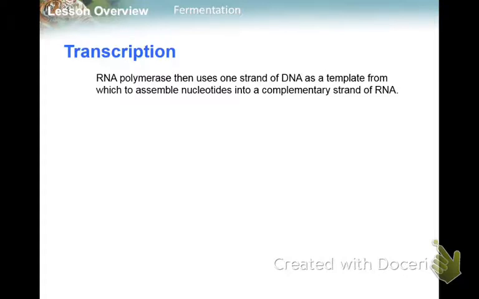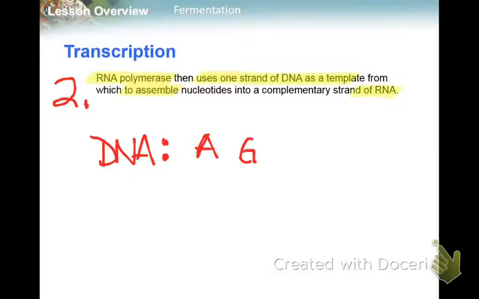Step two, RNA polymerase is our enzyme. It uses one strand of DNA as a template to assemble RNA. Now there's one goofy difference here. We're working with creating RNA. So if our DNA is A, G, C, T, we're using that as a template to make RNA.